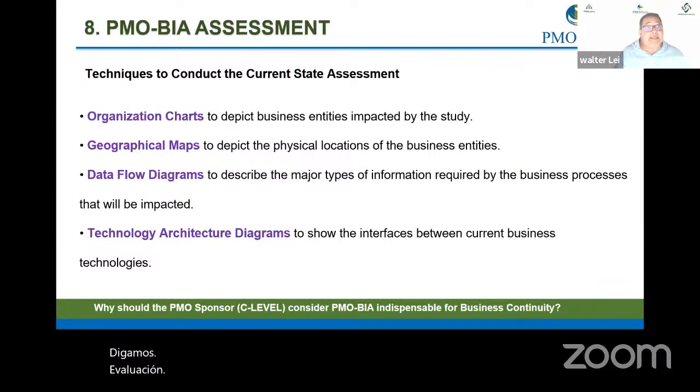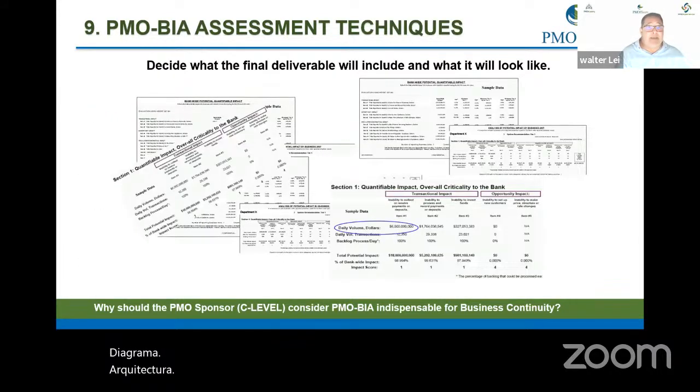So the technique to conduct our PMO-BIA is our best practices on project management and PMO: organization chart, geographical maps, diagrams and data flow diagram, technology architecture diagram. We put some examples because we're talking about gathering data, talking to the customer. So we provide a lot of templates, also software made in-house.